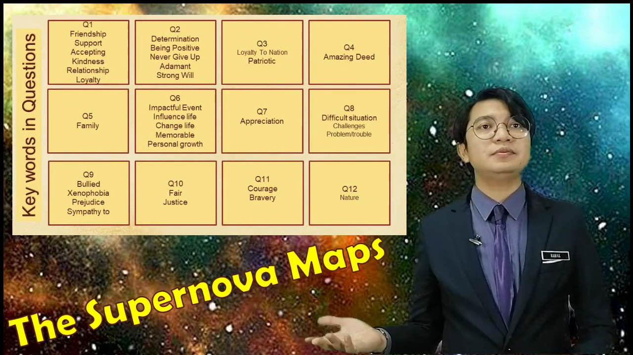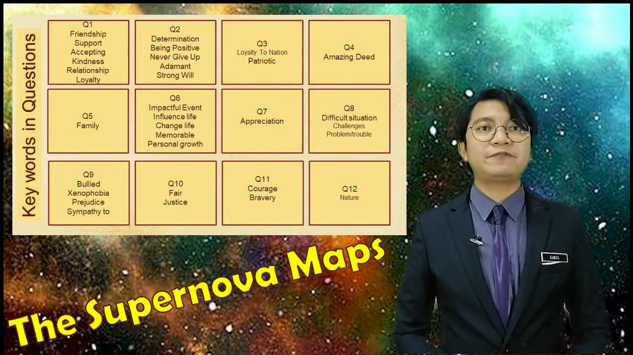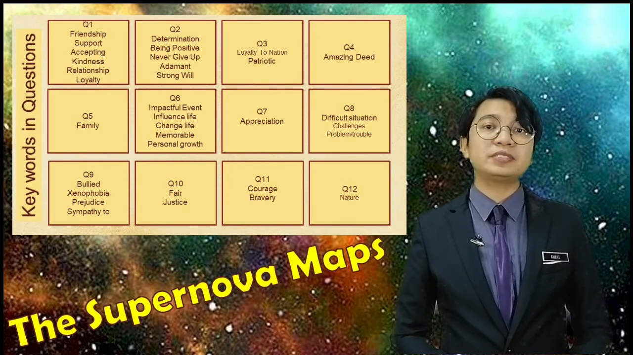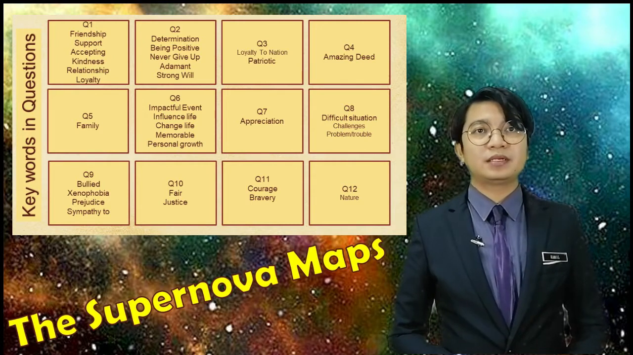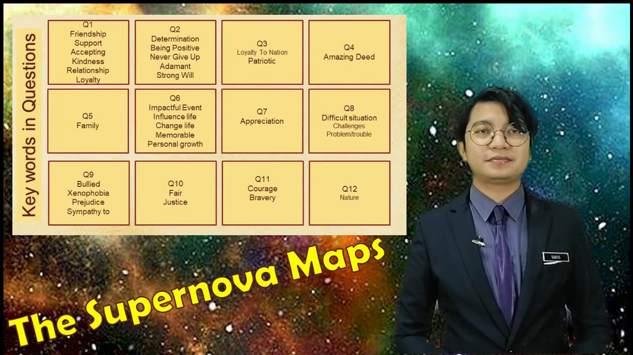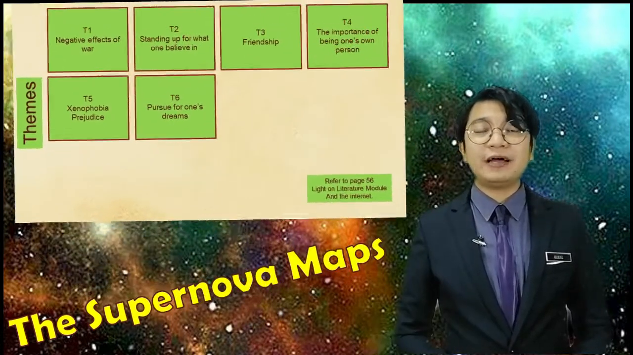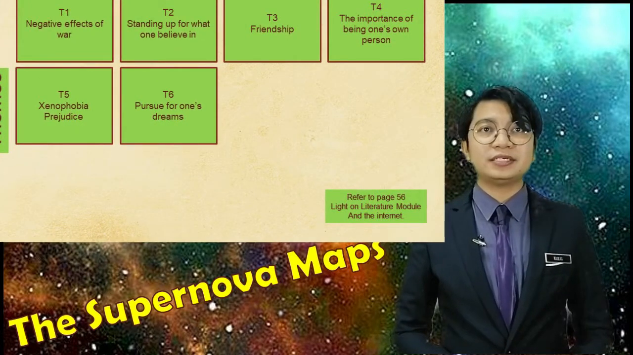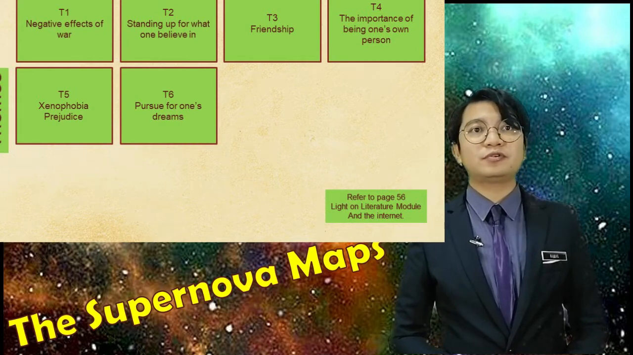So as you can see, here we have the keywords in the questions. So we have Q1 until Q12. They are collections of possible keywords that might appear in the question paper. I'm going to give you a moment to read all the keywords. Moving on, here are all the themes. So we have T1 until T6. Please read T1 to T6, and you can refer to the details about the themes in your reference books.